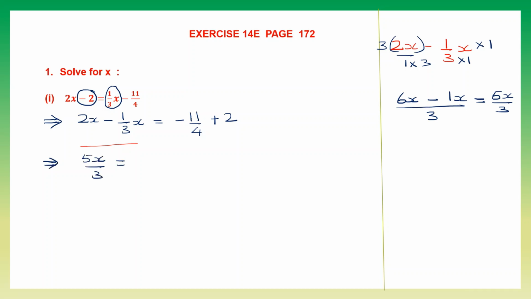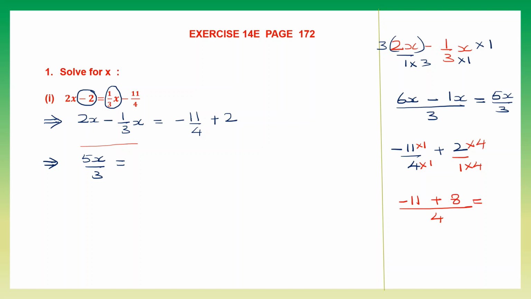Now let's work out what's given on the right hand side. Minus 11 by 4 plus 2. So here we can give the denominator 1. So our LCM will be 4. So 4 into 1 is 4. So minus 11 into 1 is minus 11 plus, now 1 into 4 is 4, so I need to multiply 2 into 4. 2 4s are 8.